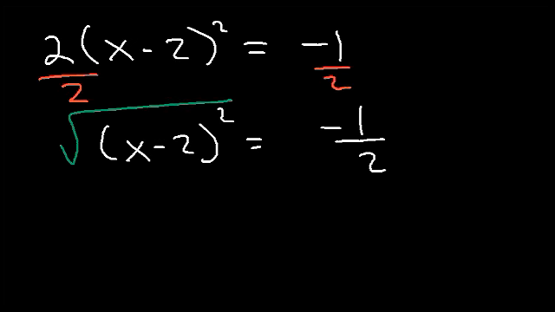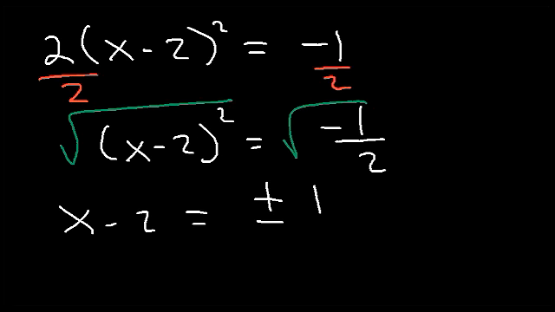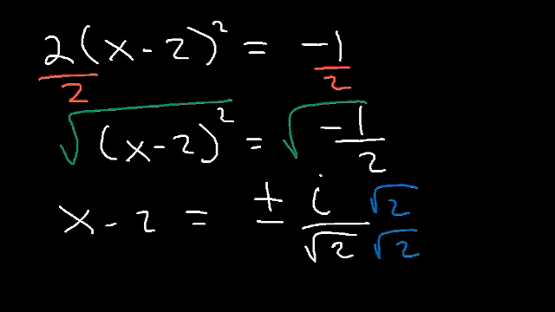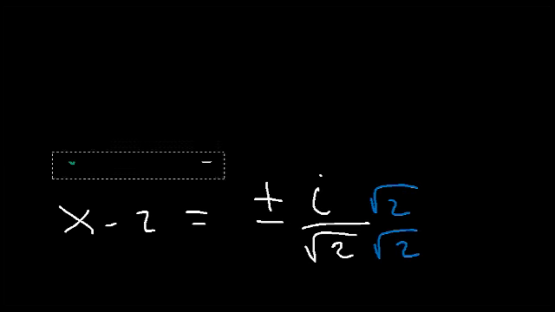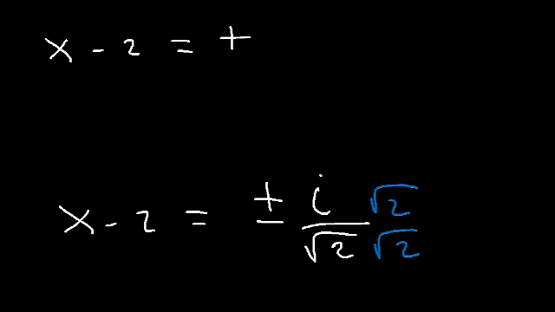So now let's take the square root of both sides. So x minus 2 is equal to plus or minus. The square root of 1 is 1. The square root of negative 1 is i. So I'm just going to leave it as i. And we still have a radical 2 on the bottom. If we want, we can rationalize that fraction. We can multiply the top and bottom by root 2. So we have x minus 2 is equal to plus or minus root 2i over 2.